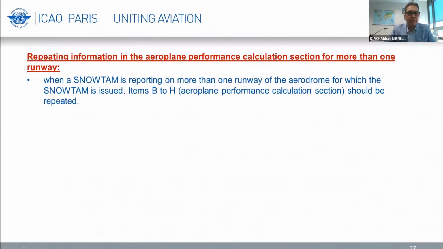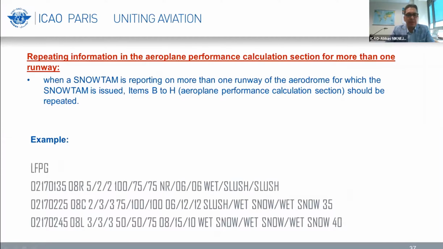So, repeating information in the aeroplane performance calculation section for more than one runway. When a Snowtam is issued for more than one runway and is providing information on more than one runway, items B to H will be repeated, as you can see in the example. Location indicator will remain, but the other three lines are repetition of items B to H for three runways, 08 right, 08 center, and 08 left.